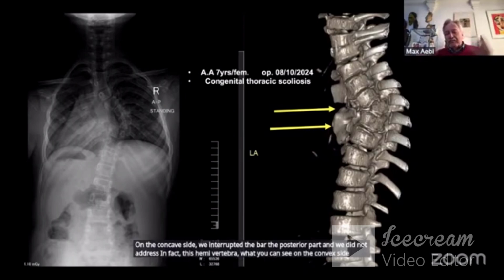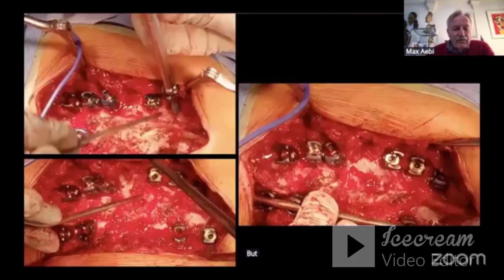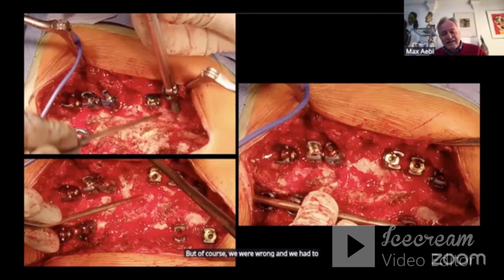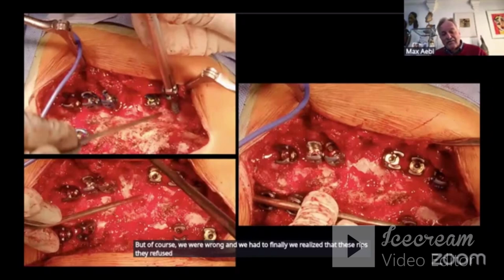We believed that the growth may finally balance that, because this is quite a big hemivertebra. But of course, we were wrong, and we realized that the ribs refused again, and posteriorly it was refusing again.